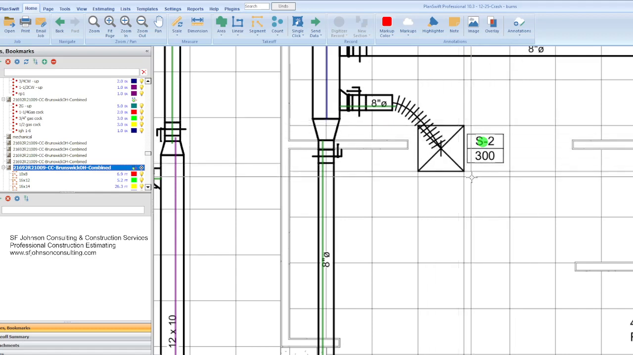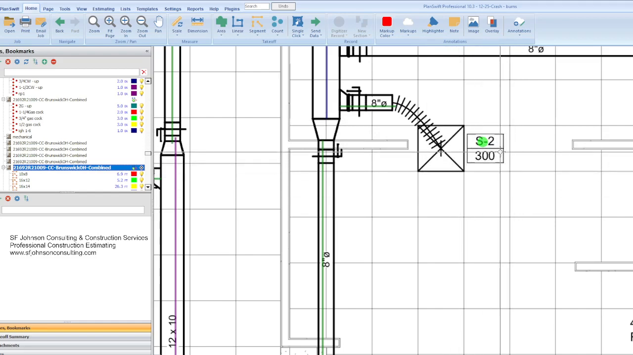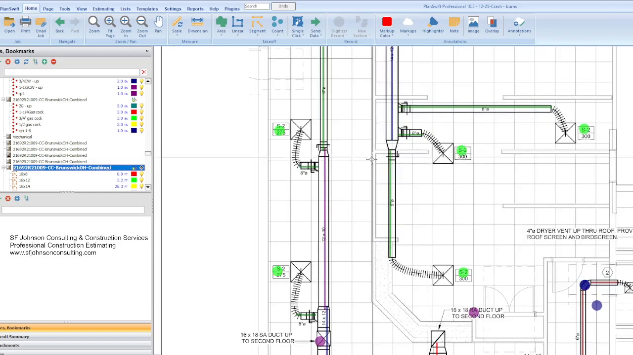And our supply grills are always X's. And then that number is that CFM number. How many cubic feet of air is going to be coming out of that supply grill. So that's how we read all that.